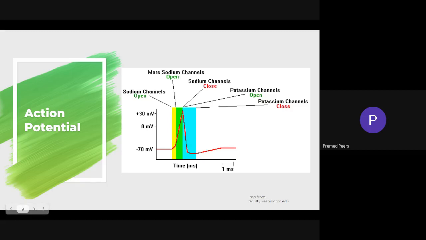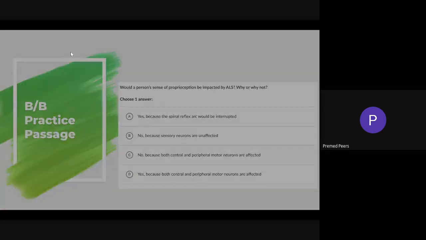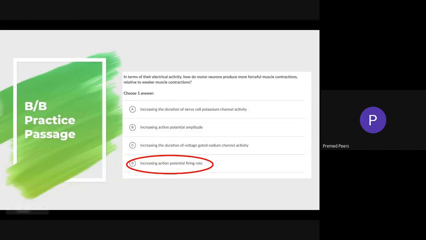Okay, and then the other one, let me go back for a second. The other one, C, increasing the duration of voltage-gated sodium channel activity. Theoretically, that might work, it might result in a faster response, but it's not the best option here. If you have read about temporal and spatial summation, you know that that's the more common way your body will react to things. This, I think, would require some sort of drug intervention for C. So C is not the best answer here. Any questions over this?